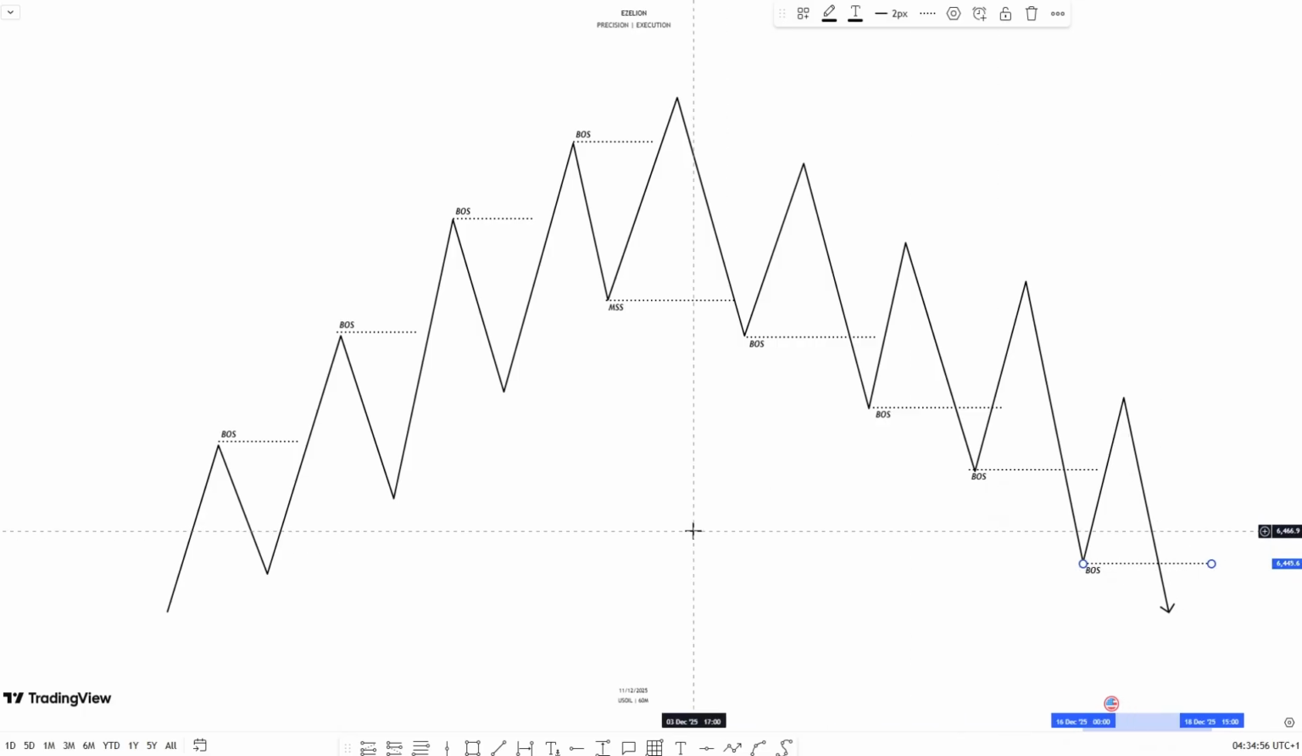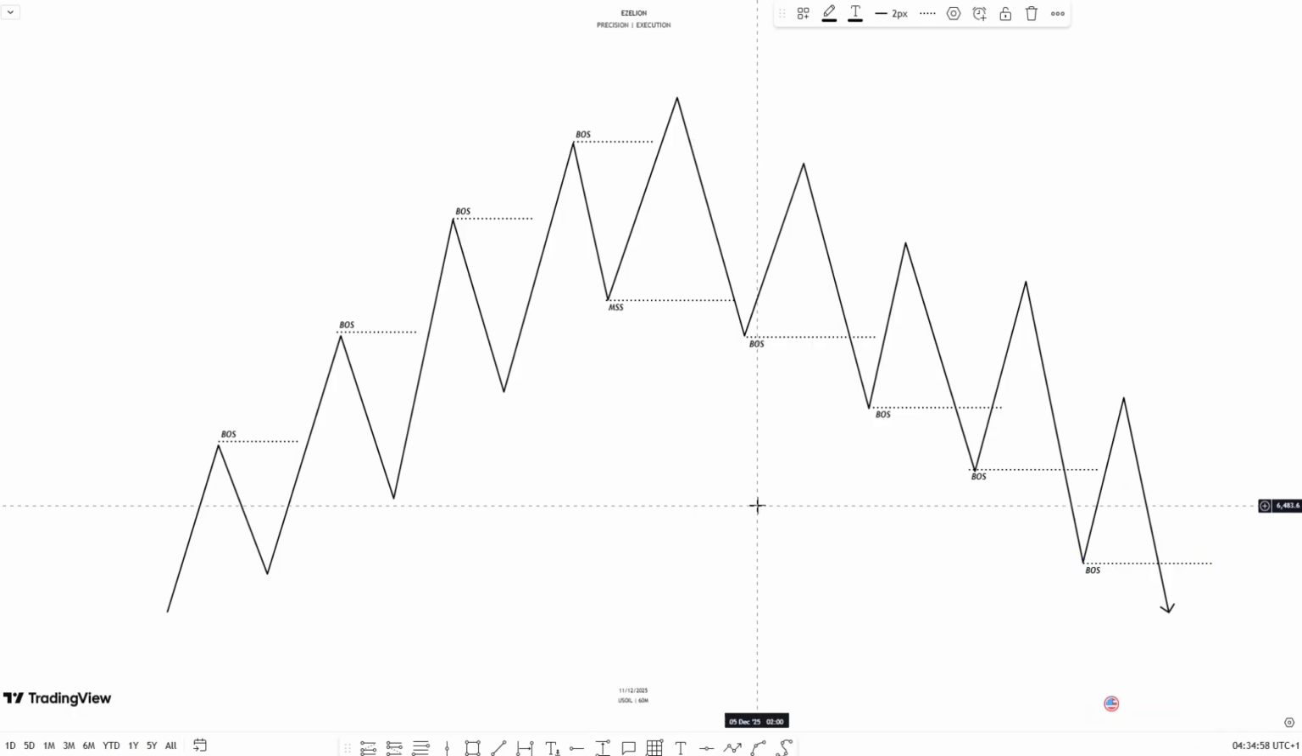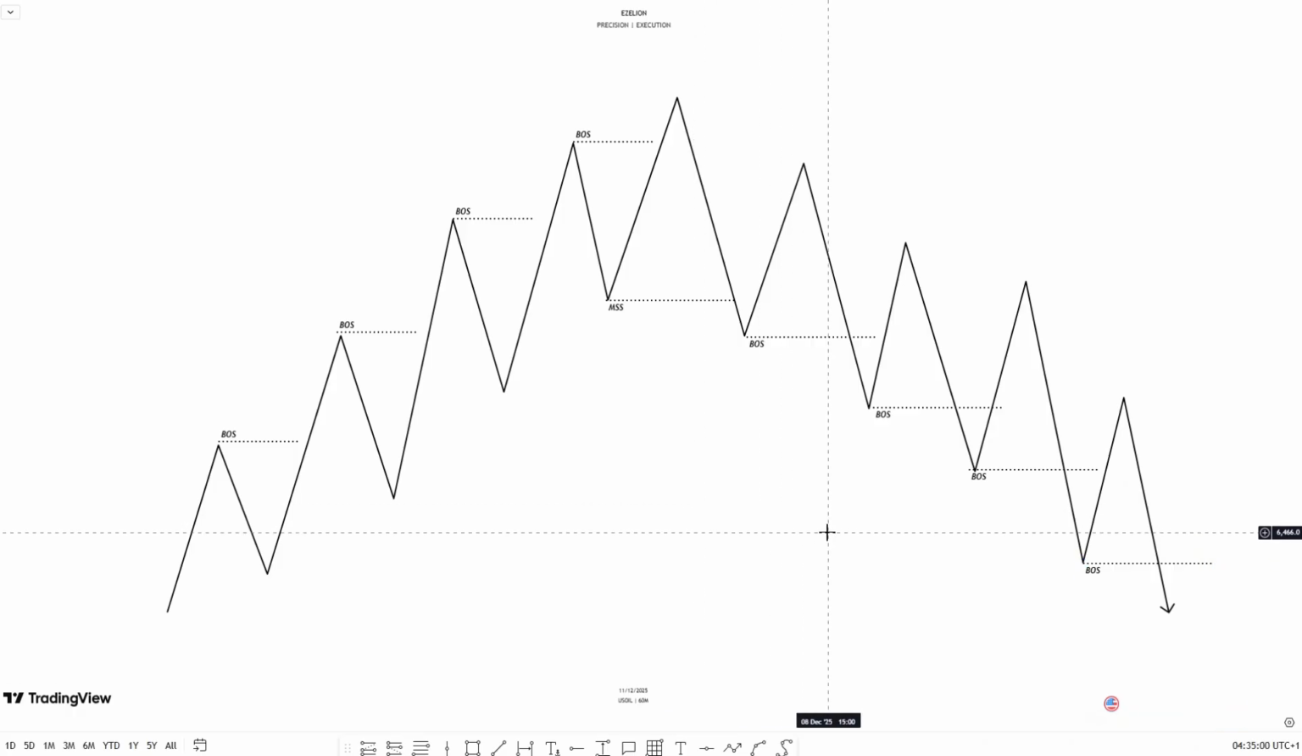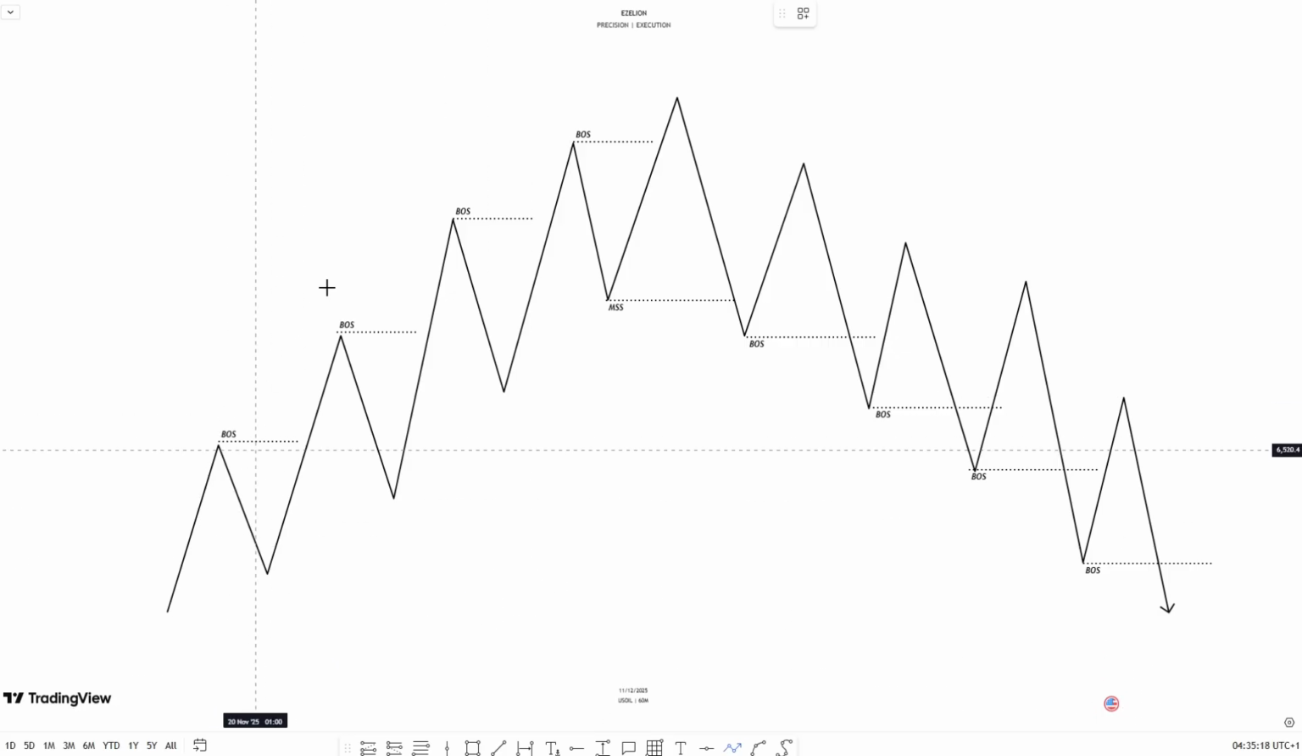Now, how do you identify a high probability break of structure and a high probability market structure shift? This is something that I've come up with, after counted back testing, and it also has institutional interpretation behind it. So what I'm looking for before a high probability break of structure, to be sure that price is going to continue to the bullish side, is some form of liquidity sweep.